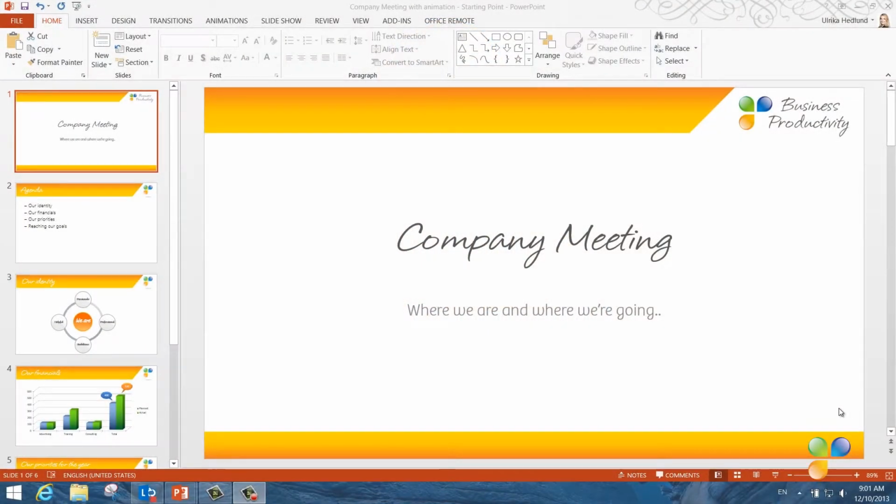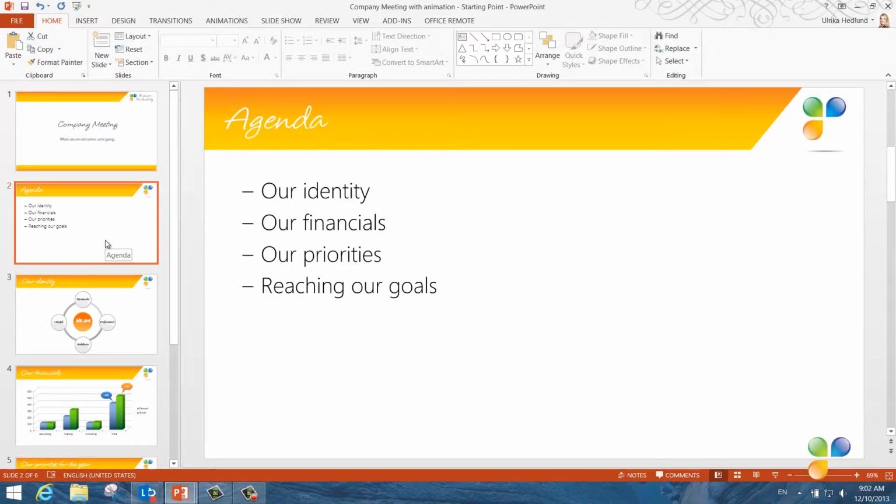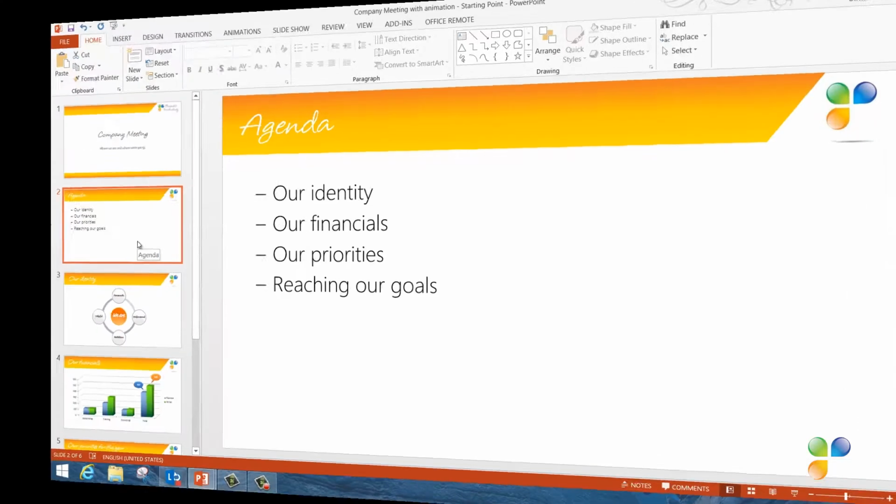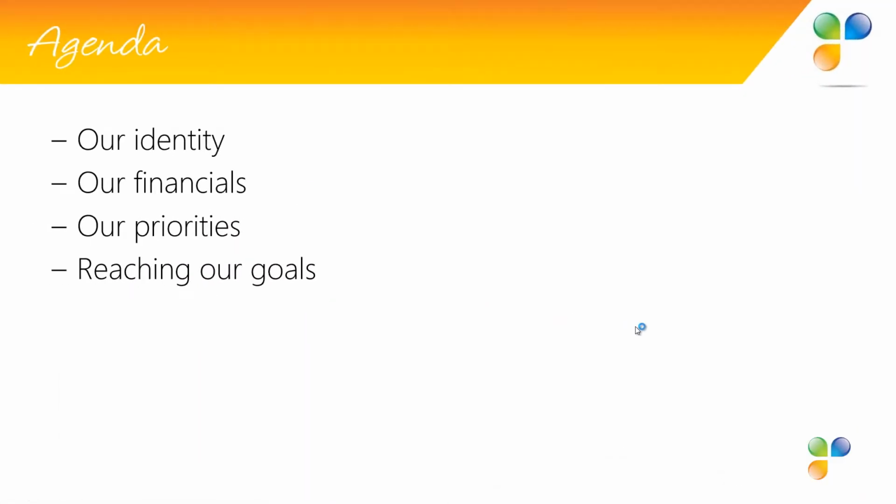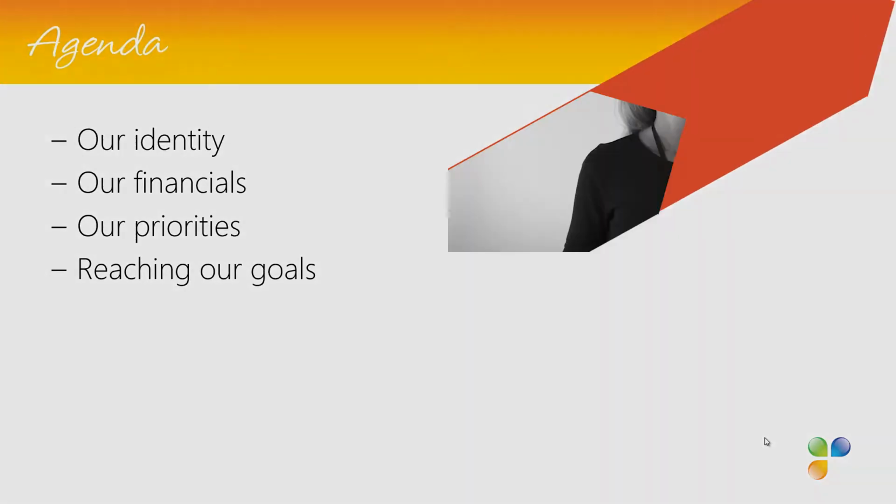Here I have a presentation for a company meeting. I want to add some animations to these slides so that I can focus my audience's attention on the item I'm currently speaking about. On this first slide, I have the agenda. Instead of showing the full agenda all at once, I want each slide item to appear when I click as I walk the audience through the agenda.